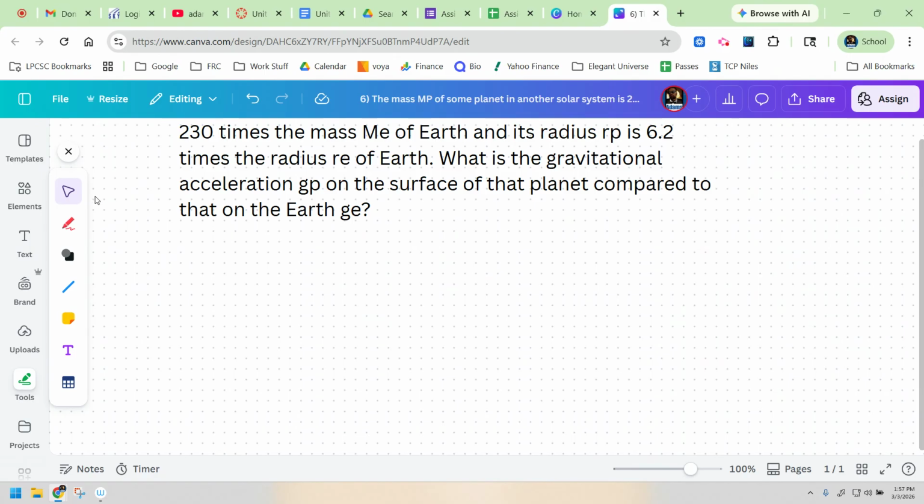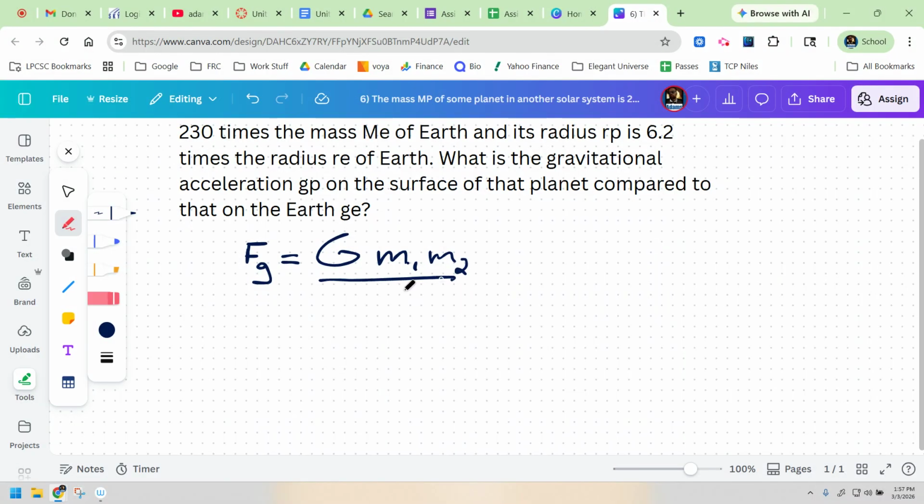When we say the gravitational force, the formula for that is the gravitational force equals the gravitational constant, capital G, times the mass of the first object times the mass of the second object, divided by the radius, or distance, from the center of that object to the center of the other object. Okay?